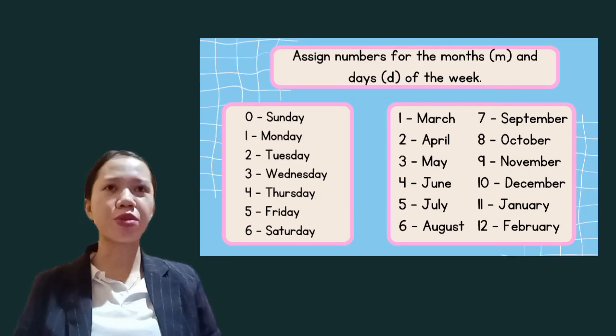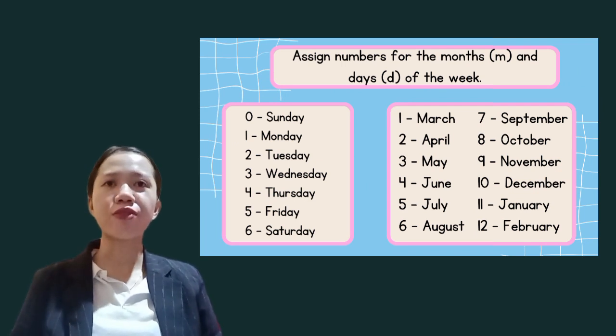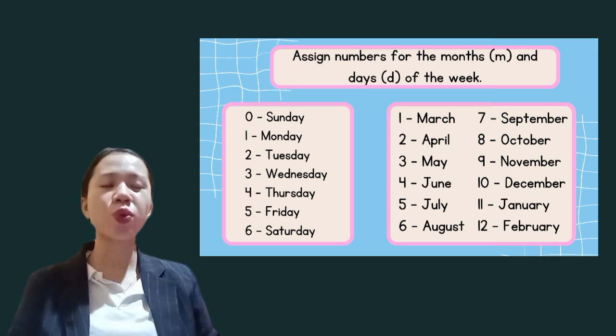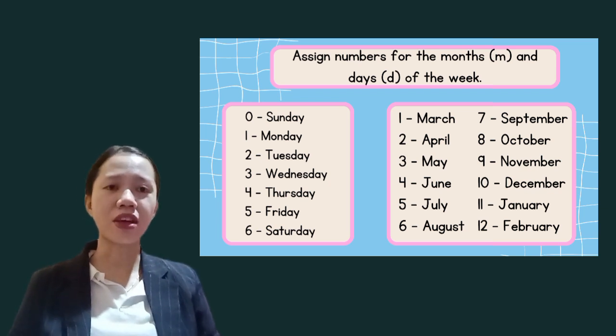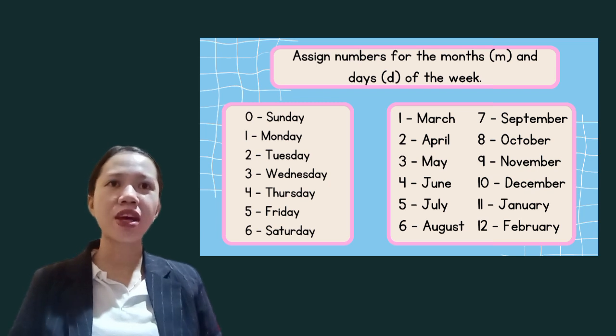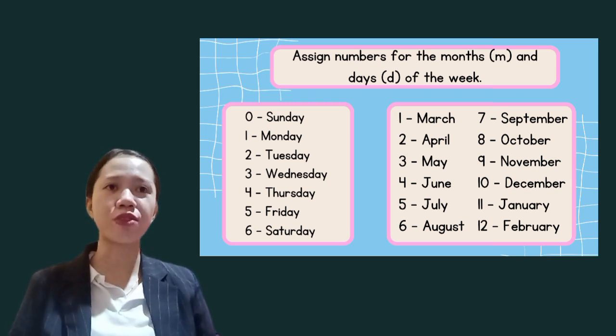These are the assigned numbers for the months and days of the week. 0 is equivalent to Sunday, 1 is Monday, 2 is Tuesday, 3 is Wednesday, 4 is Thursday, 5 is Friday, and 6 is Saturday. And for the months, March is the first month, April is the second, 3 is for May, 4 is June, 5 is July, 6 is August, 7 is September, 8 is October, 9 is November, 10 is December, 11 is January, and 12 is February.